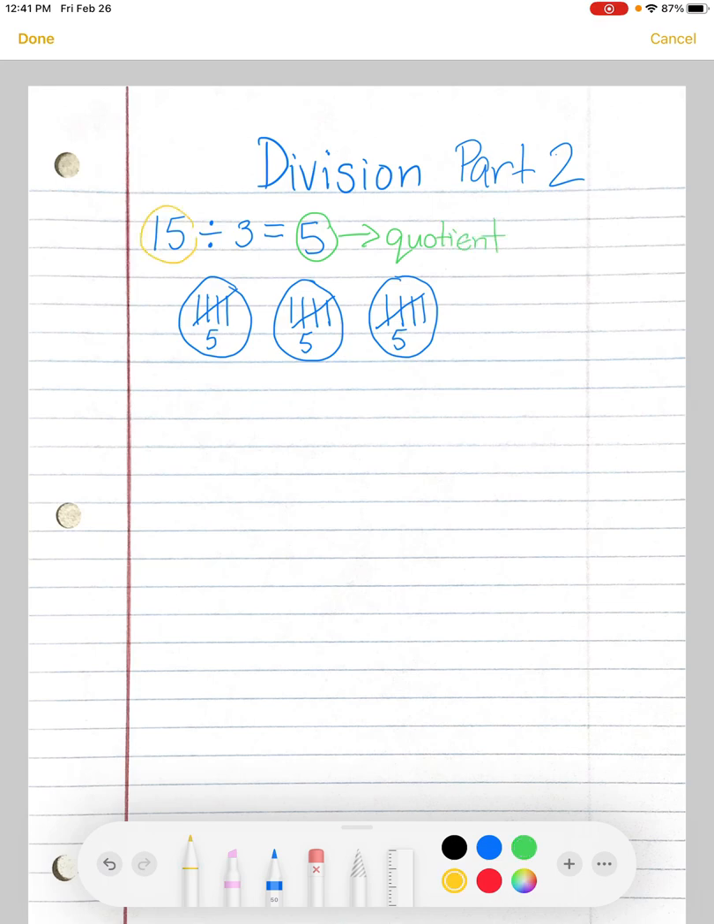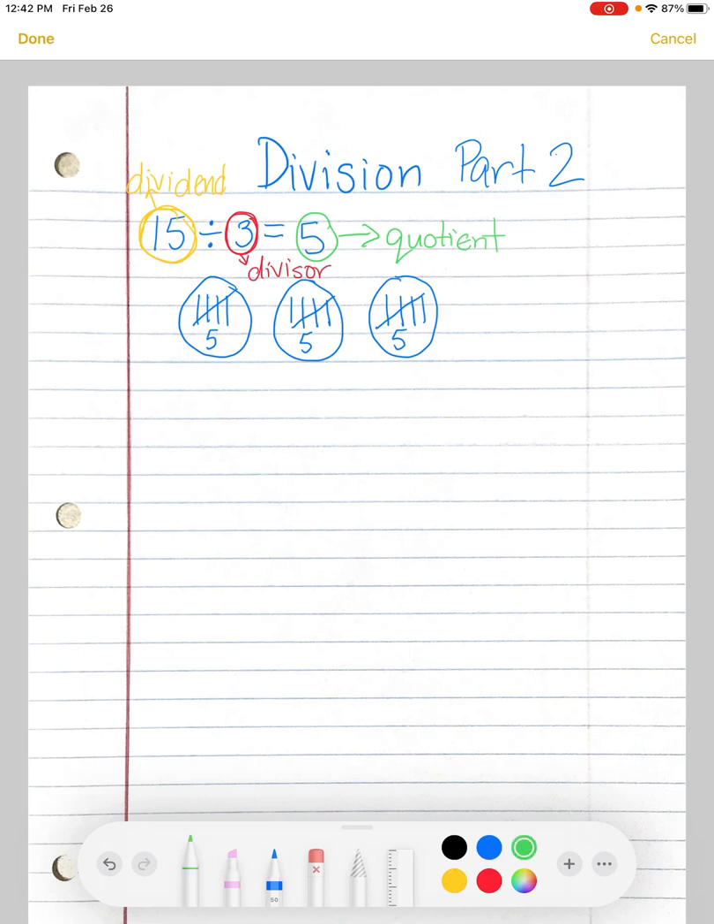My front number, the largest number, is called my dividend. And the second number is how many groups you're trying to separate it into. That is called my divisor. When we're talking skip counting patterns, this divisor right here is the pattern that you're trying to count by to land on this dividend here. Okay?